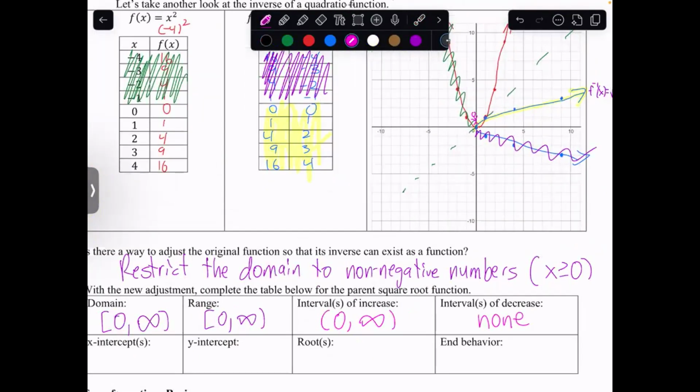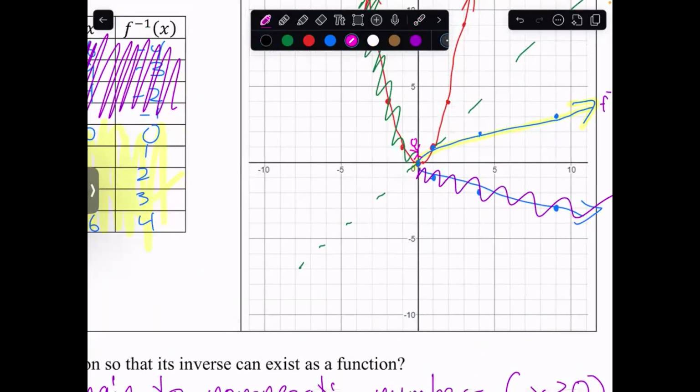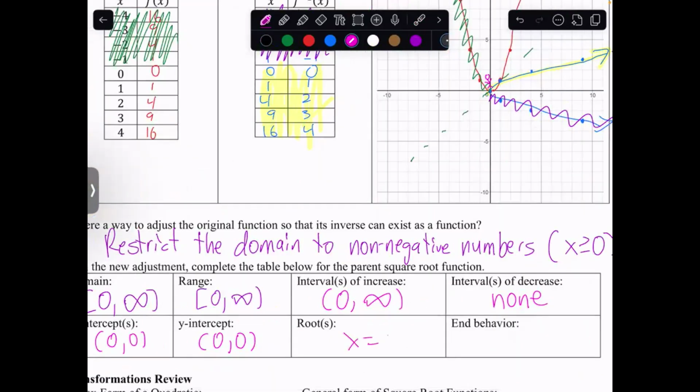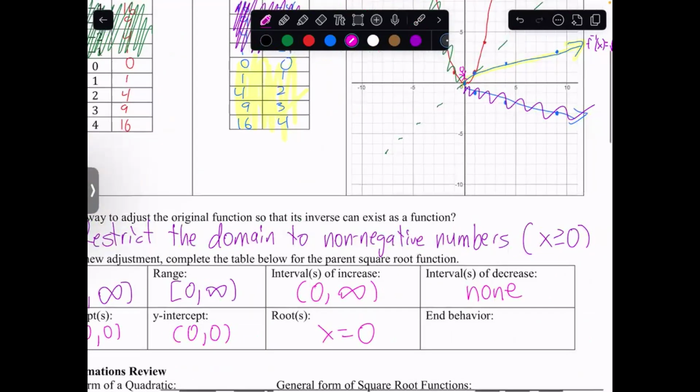X-intercept: the graph does have a point at (0, 0), so that's both an x and a y-intercept. Roots: the graph just touches the x-axis once at x equals 0. So just one root.